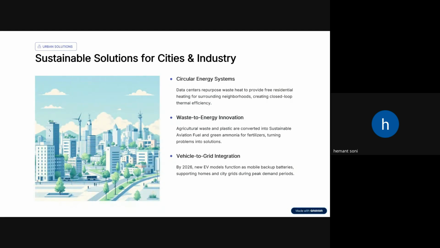Then vehicle to grid integration. As you might have read in certain reports, I was reading a report somewhere, that as of now, around 19% of the total vehicles being sold are electric vehicles. So now those EV models also function as mobile backup batteries, supporting homes and city grids during peak demand period.